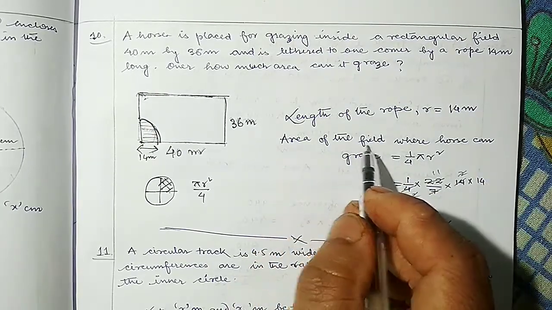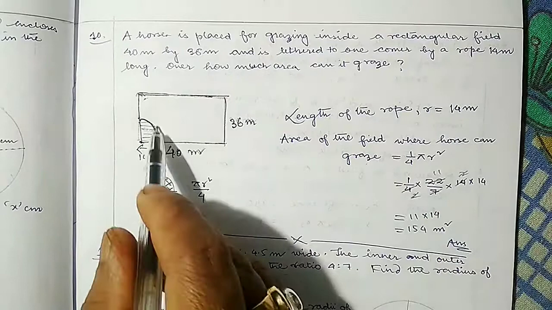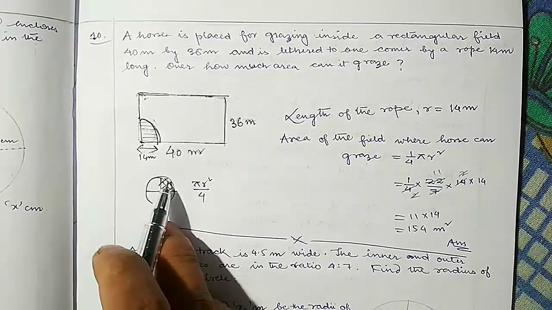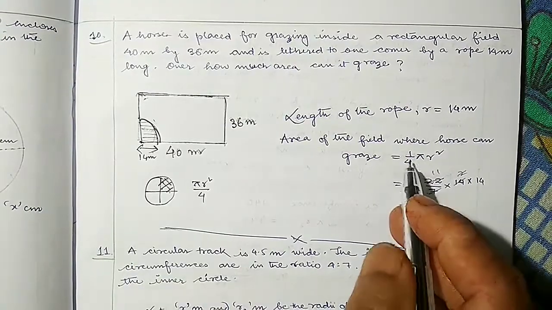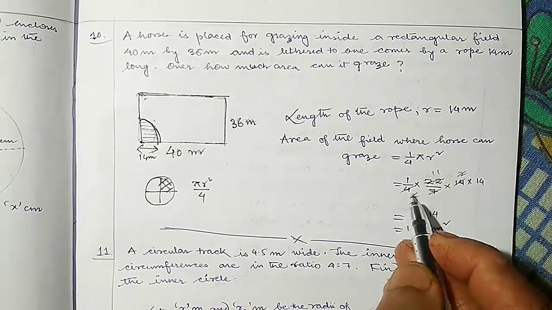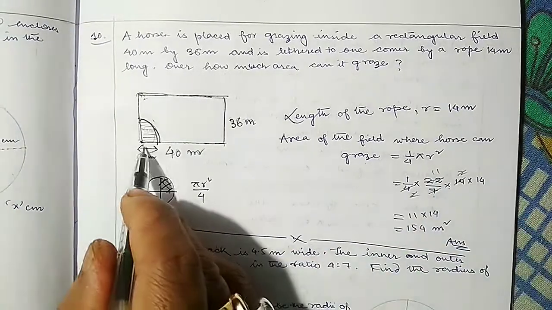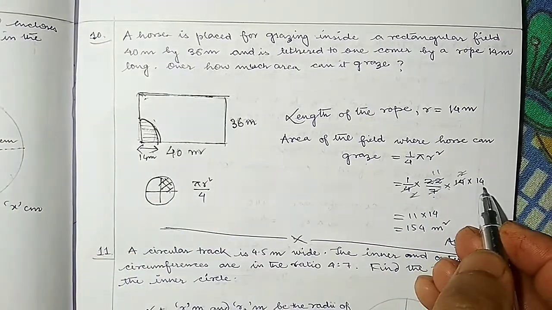Therefore the area of the field where horse can graze will be 1/4 of pi r square. As I told you, this part is pi r square by 4. So 1/4 of pi r square, 1 by 4 into pi is 22 by 7 into r square. Here radius is 14, so it will be 14 into 14.